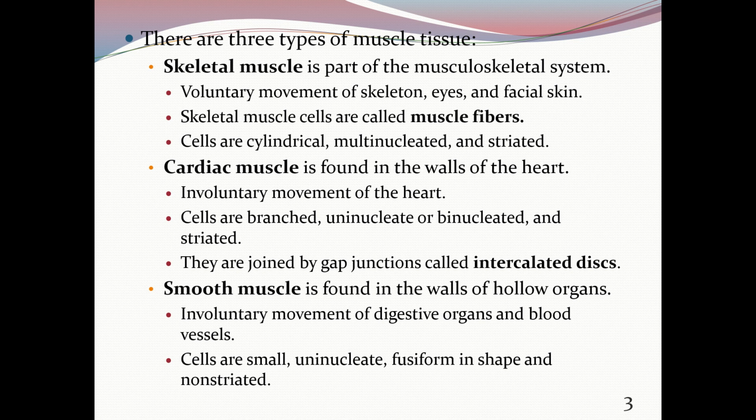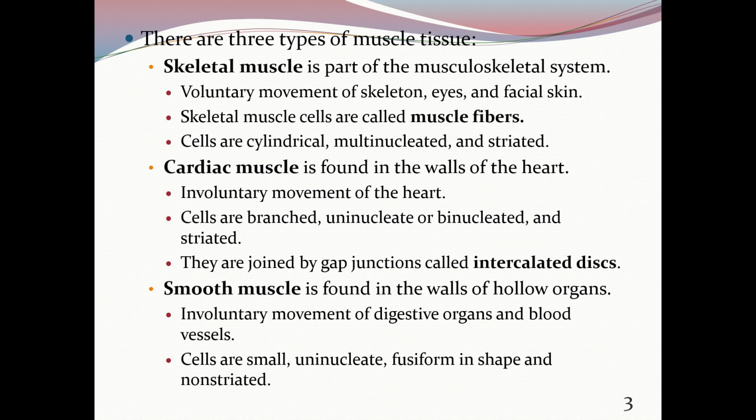Cardiac muscle is found in the walls of the heart, and cardiac muscle produces the involuntary movement of the heart. Cells of cardiac muscle are branched, uninucleate or binucleated, and striated. Cardiac muscle cells are joined by gap junctions called intercalated discs.